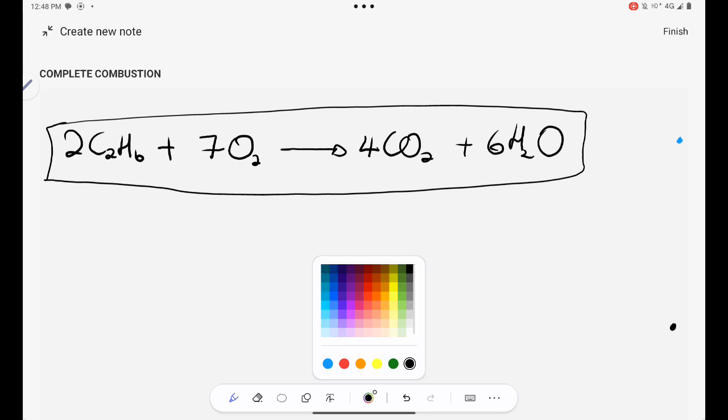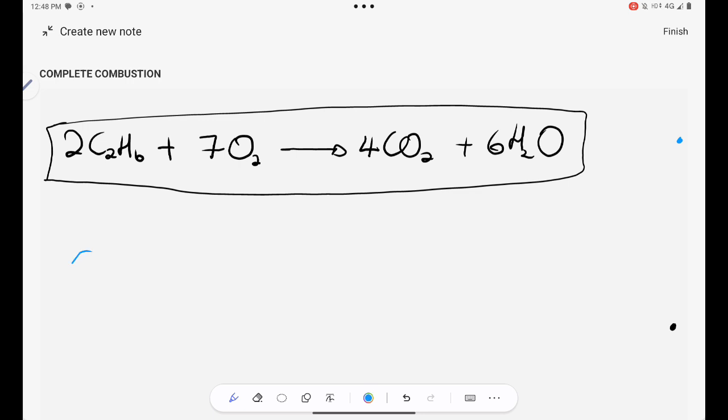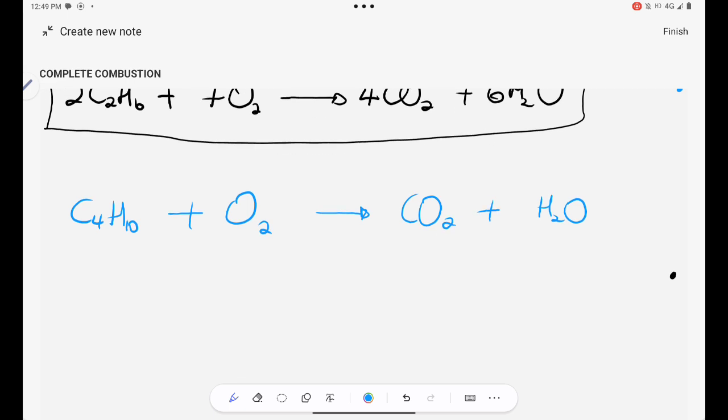Let's take now butane. Butane is an alkane that has 4 carbons and 10 hydrogens. For complete combustion, you must react it with oxygen, and your products should always be carbon dioxide and water. I already have 2 marks. Halala. So all I have to do now is to balance.